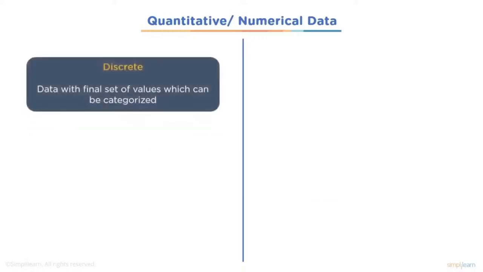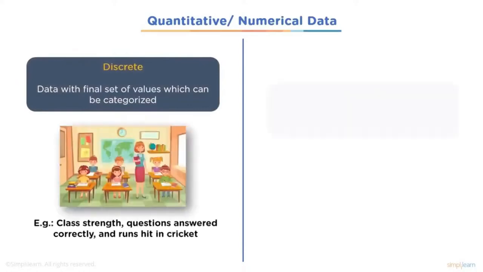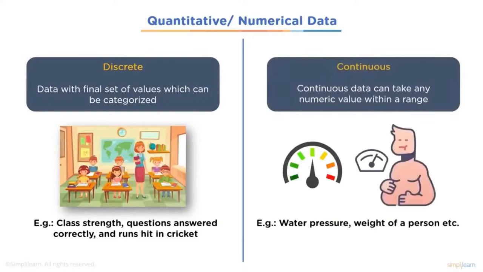Quantitative, numerical data falls into two classes, discrete or continuous. Discrete is data with a finite set of values which can be categorized. Class strength, questions answered correctly, and runs hit in cricket. A lot of times when you see this, you can think integer, and a very restricted integer, i.e., you can only have 100 questions on a test, so it's very discrete. I only have 100 different values that it can attain. So usually you're talking about integers, but within a very small range. They don't have an open end or anything like that. So discrete is very solid, simple to count, set number.